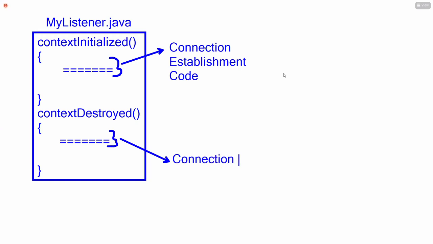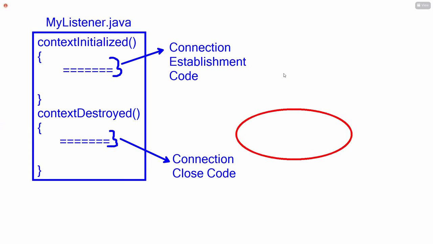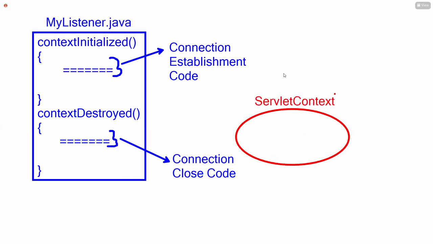Connection close code I'll write. Okay. After this, now this application I'll deploy. Whenever the application is deployed, first what will happen? Servlet context is created. It is nothing but memory, a memory common to all servlets. Servlet context created. Okay. Here with the servlet context, I'll set attribute.